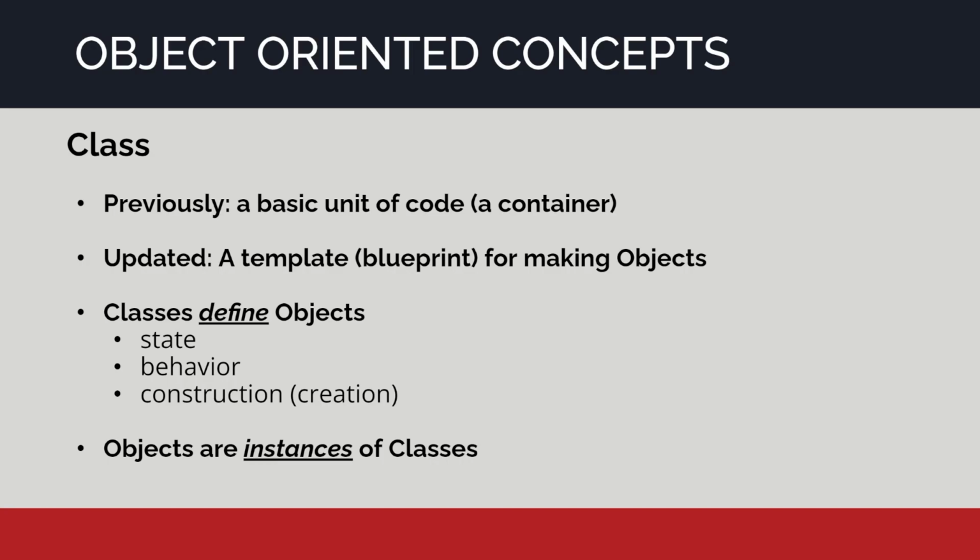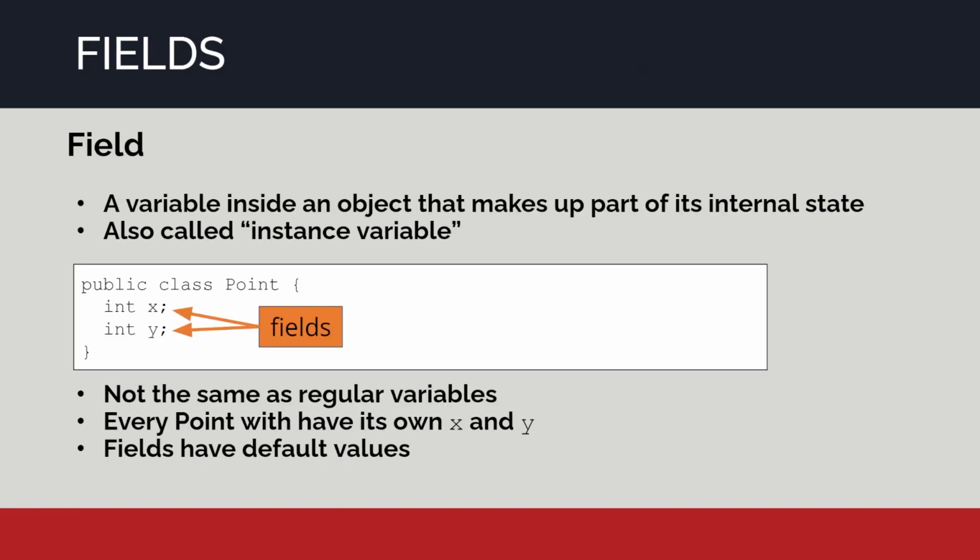Objects are instances of classes. They are not classes themselves. They are instances of classes. Okay, so let's move on to the first part of what classes define, the fields.